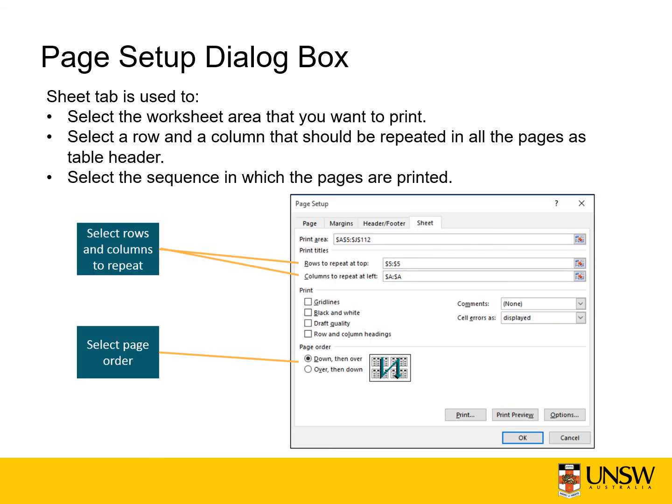Finally, the Sheet tab can be used to change the worksheet area that you want to print. Also, it can help to select a row and a column that should be repeated in all the pages as table header. When printing large worksheets, it's helpful if every page contains column and row labels. The last option in this tab is Page order, that shows the sequence in which the pages are printed. The default order is to print top left section first, then bottom left section, then top right section, and at the end, bottom right section.